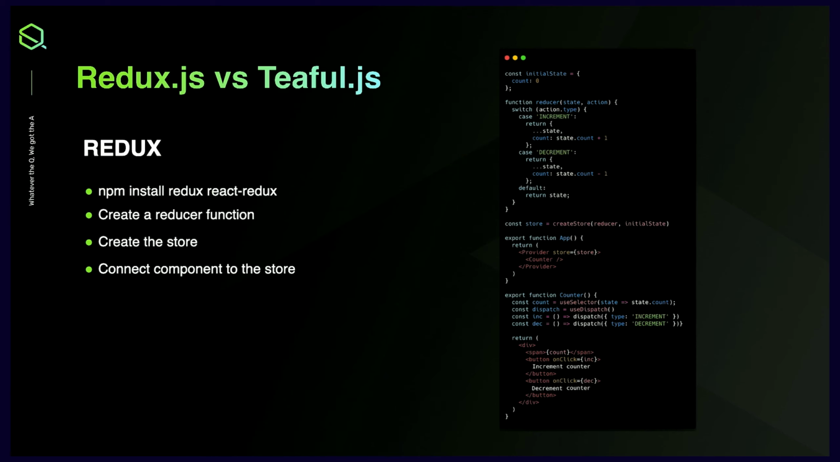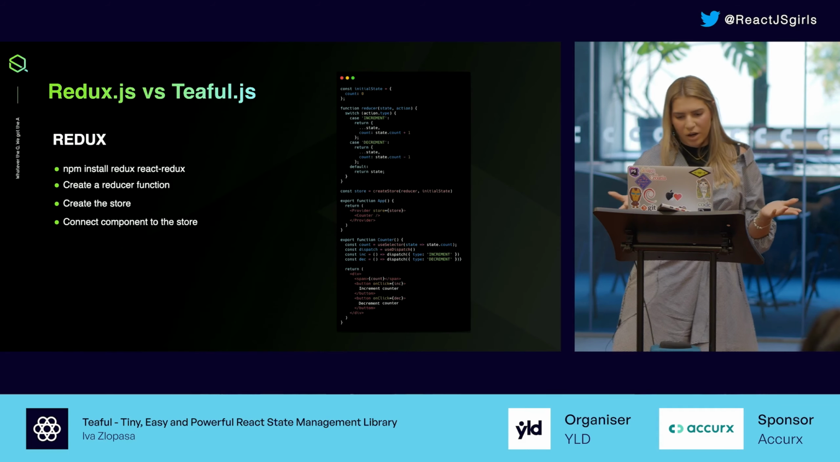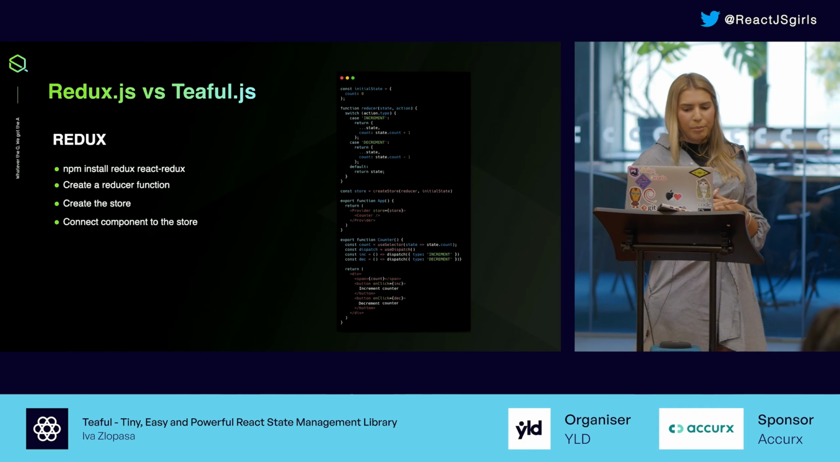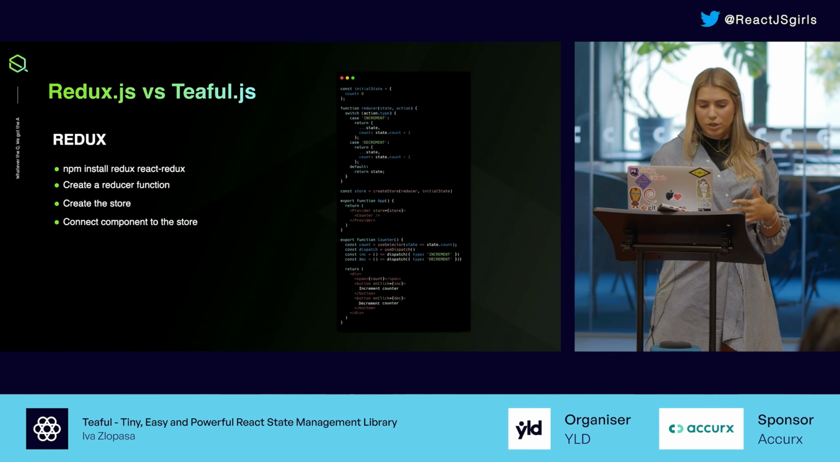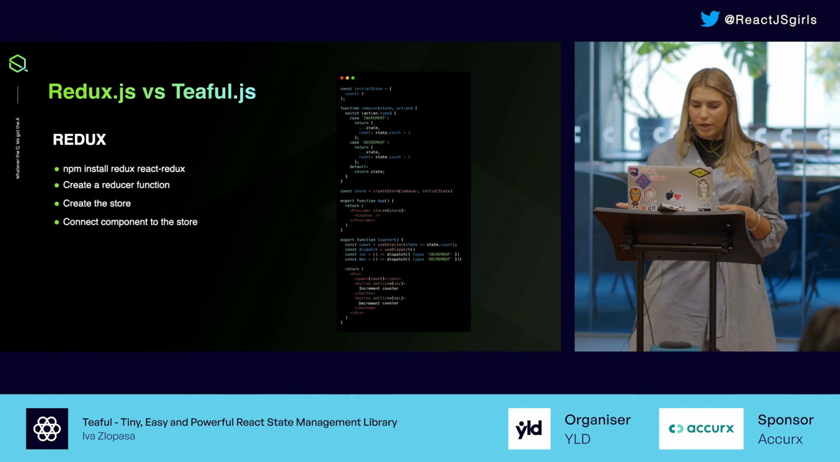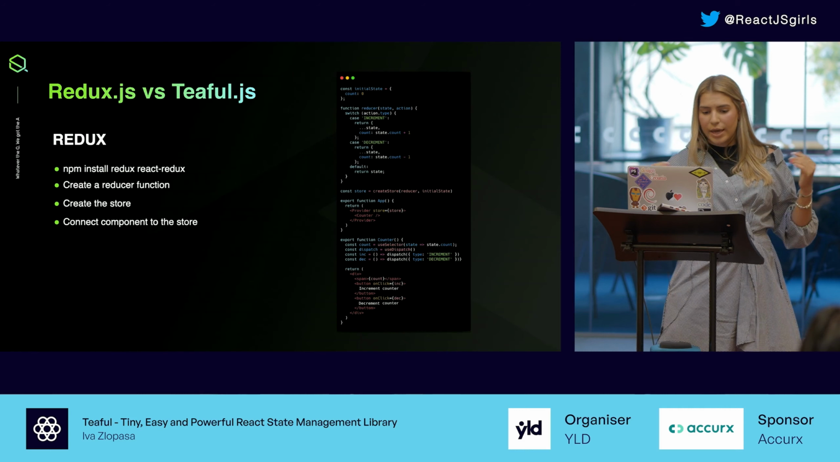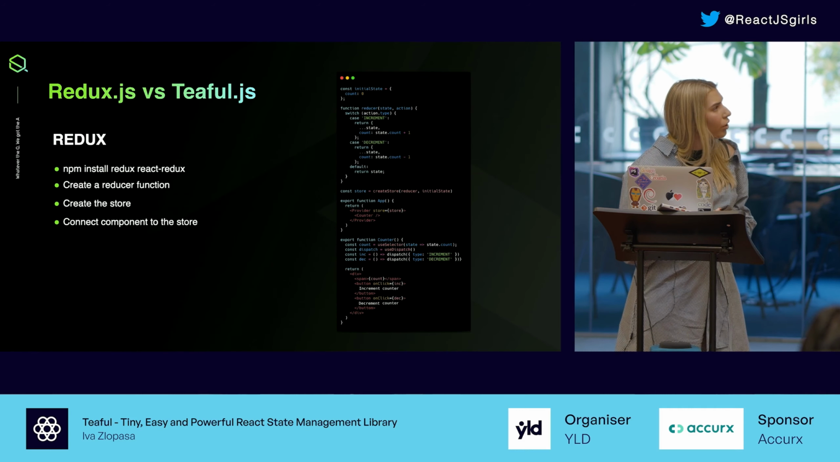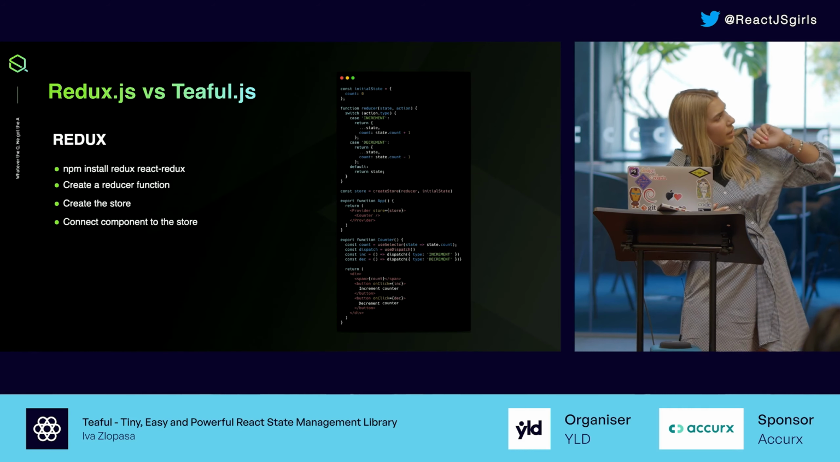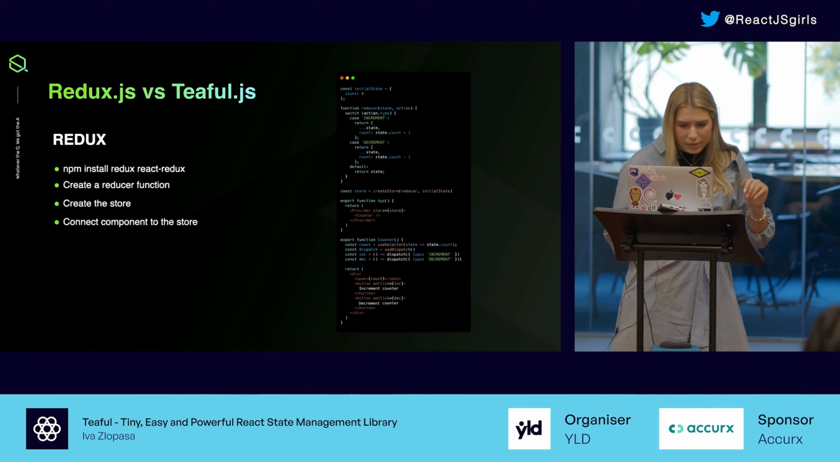Okay, now we will talk about Redux. I chose to compare it with Redux because I think a lot of you heard about it or used it, you know about Redux. So this is how Redux code looks like. It's just a counter, nothing special here. But you need to, of course, first install it. Then you need to have a reducer function. You have actions. You need to create a store. And then you need to connect the component to the store. And you can see on the right side how the code looks like.